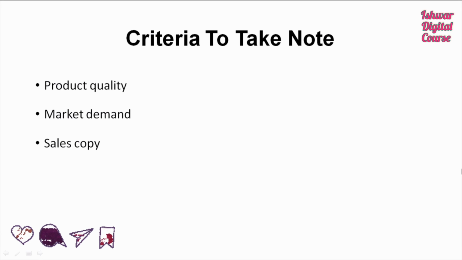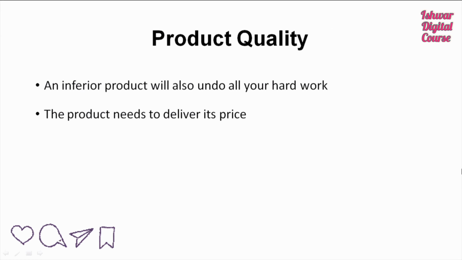There are several criteria to take note of when it comes to picking offers and promotions, which are the quality of the product, the level of market demand, and also the persuasiveness of the sales copy. Firstly, is the quality of the product. The contents of the product must be in-depth and should provide real value in terms of how viable the information is, interesting and helpful for the buyers. Besides, an inferior product or service could undo all of your hard work. Check what they are offering and that it delivers what is promised.